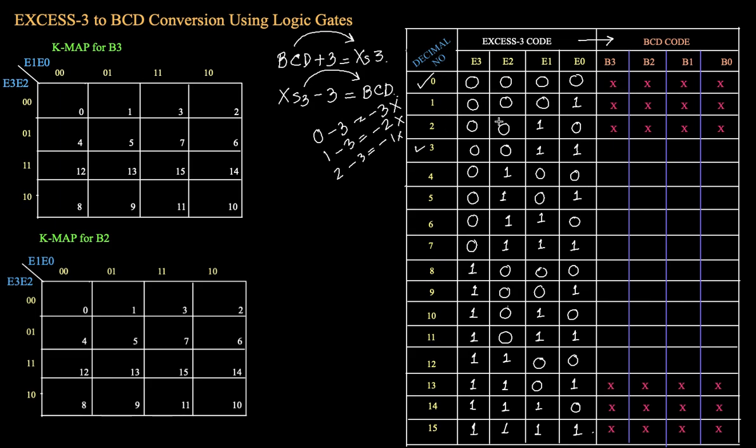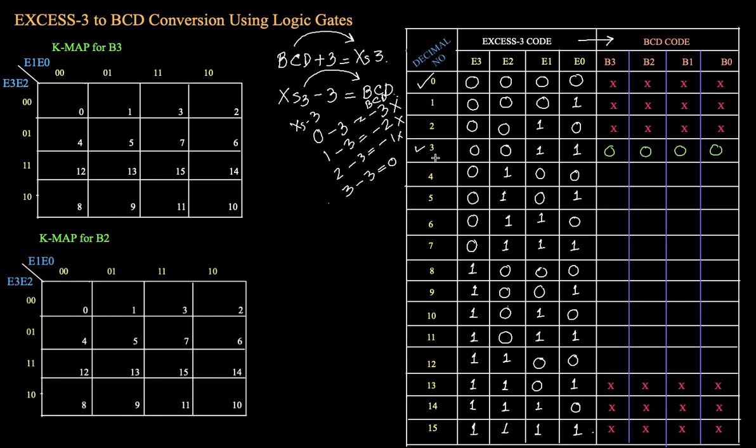So from 3, this is the Xs-3 code, this is the BCD code. If the Xs-3 code is 3, then the BCD code becomes 3 minus 3 is equal to 0. So here the BCD code is 0. Like that, we can change the color to make it more attractive. So this becomes 0.